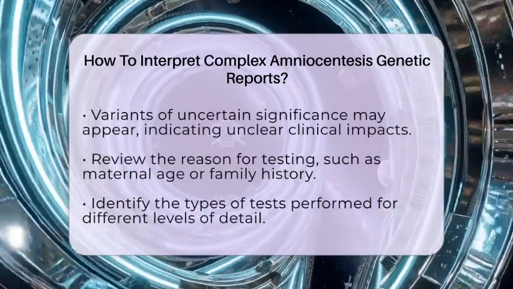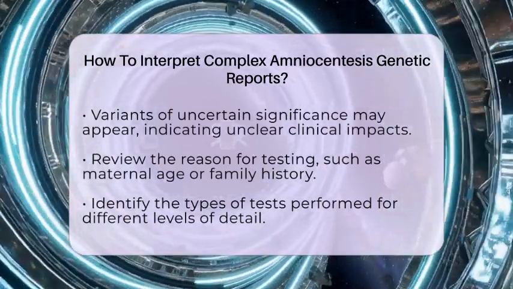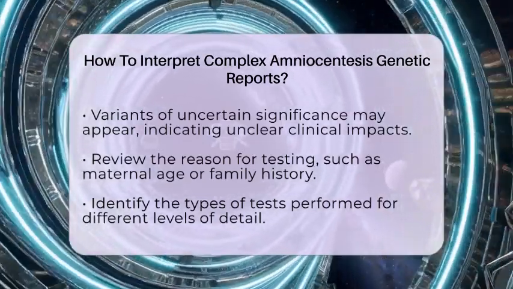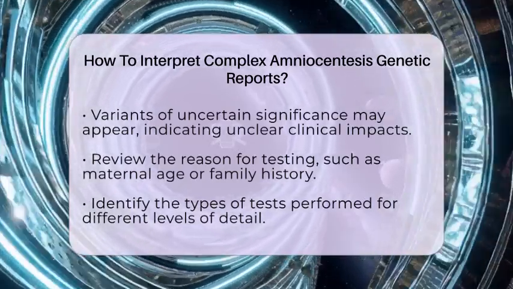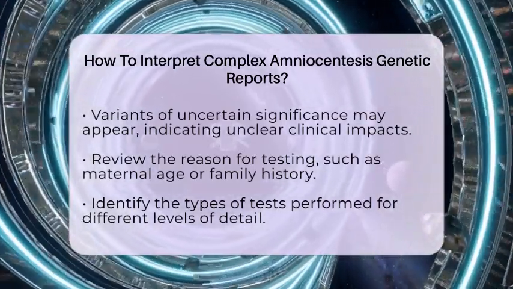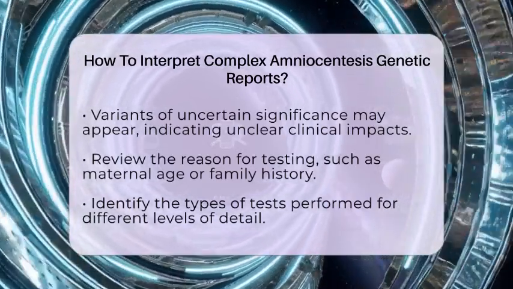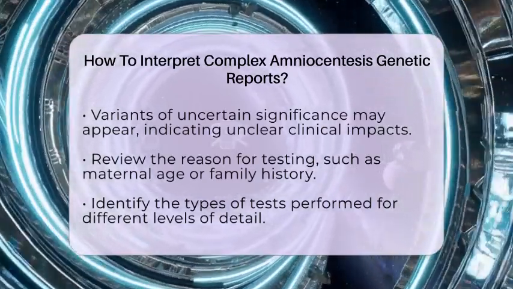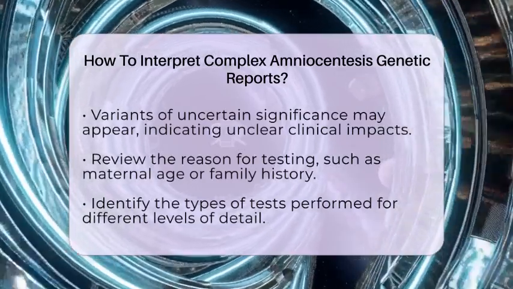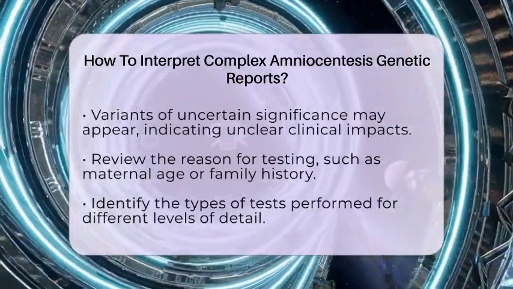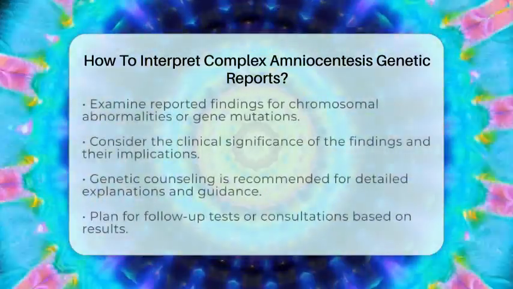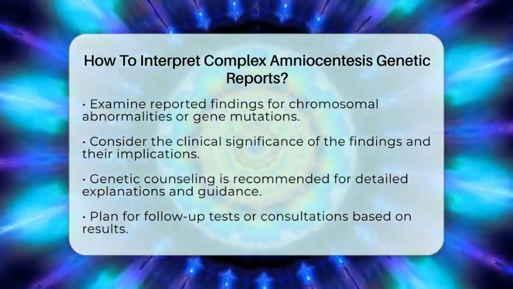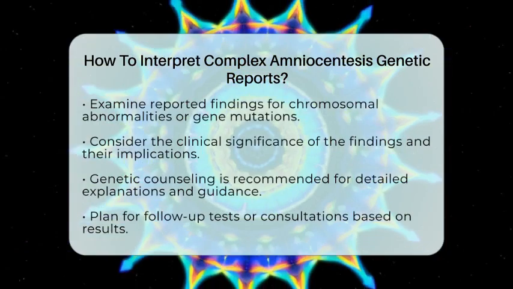To interpret a complex report effectively, start by reviewing the reason for the testing. Why was amniocentesis performed? Was it due to advanced maternal age, abnormal screening tests, ultrasound anomalies, or family history? Next, identify the tests that were performed. Each type of test, whether karyotyping, chromosomal microarray analysis, or gene panels, provides different levels of detail. Then, take a close look at the reported findings. Are there any identified chromosomal abnormalities, gene mutations, or variants of uncertain significance?